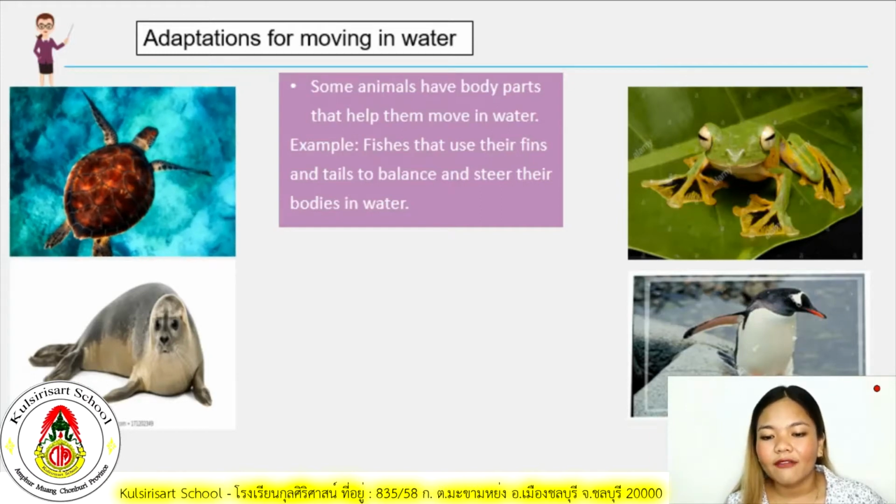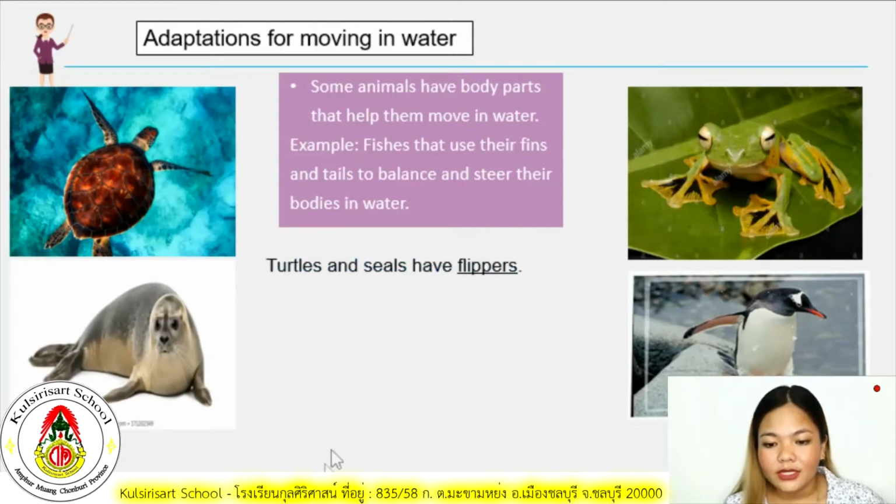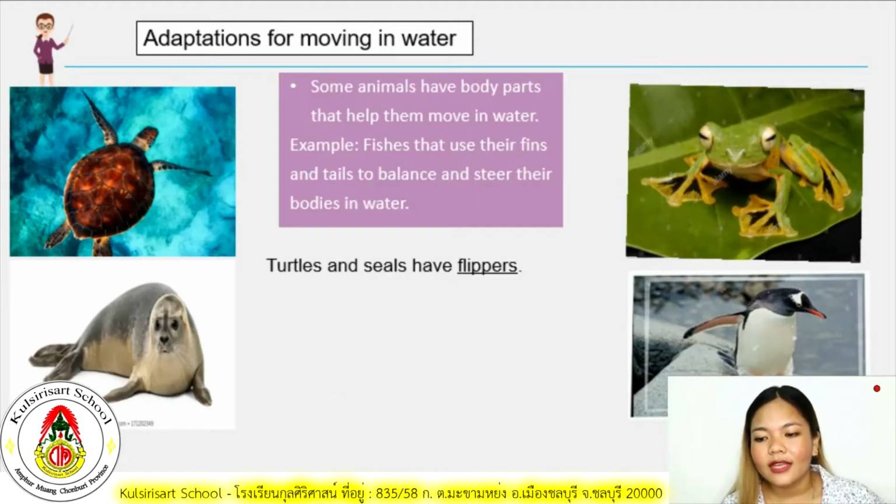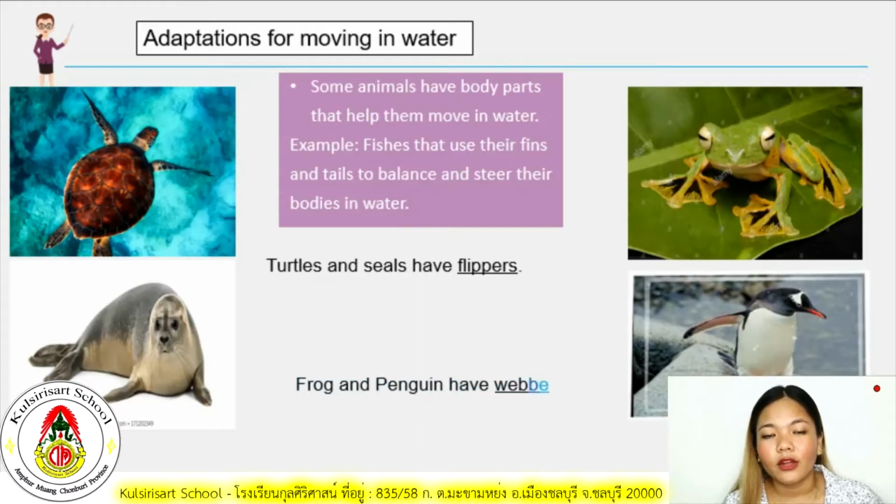Okay, we have here another example, a turtle and a seal, which have flippers, which is this one. This is the flipper for the turtle, and this is the flipper for a seal that helps them swim. Okay, and the next example is a toad and a penguin, or a frog and a penguin, which have web feet, which we already discussed a while ago, which also help them swim in water.